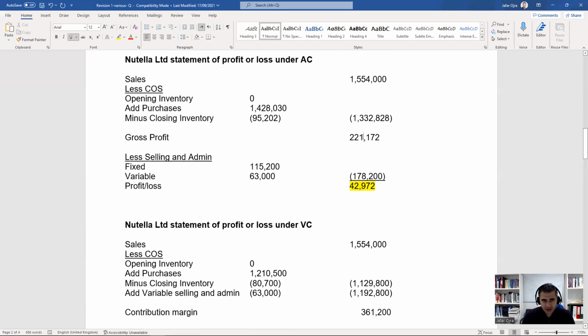Okay, let me calculate this. I might have some typo on the calculator. 221,172 minus 178,200. Okay, that makes 42,972, right?